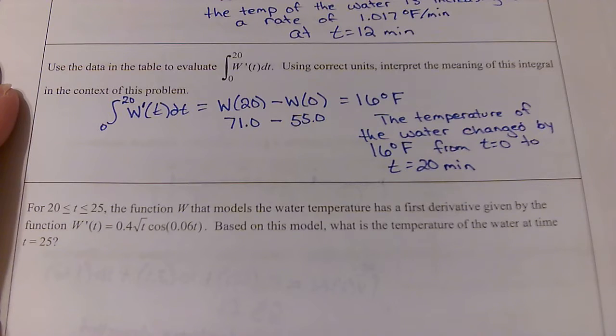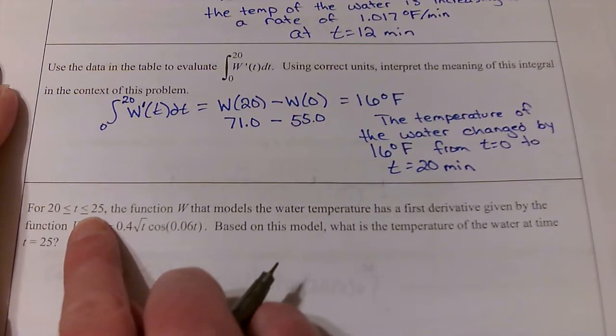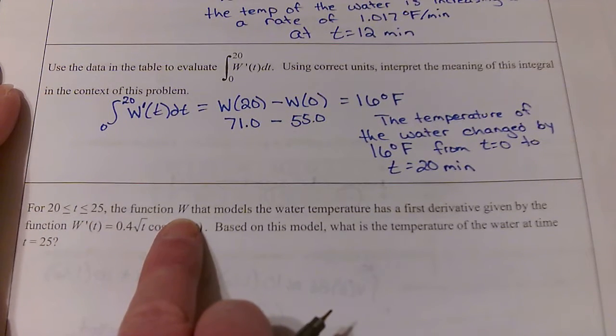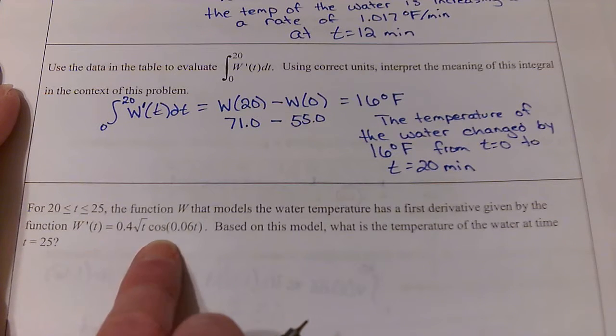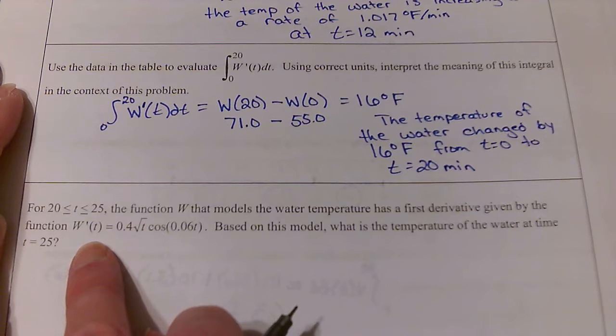So after 20, from 20 to 25, the function W that models the water temperature has a first derivative given here. Based on this model, what is the temperature at time 25? Well, if they had given me W, I could find it, but they didn't. So let's see what we can do.